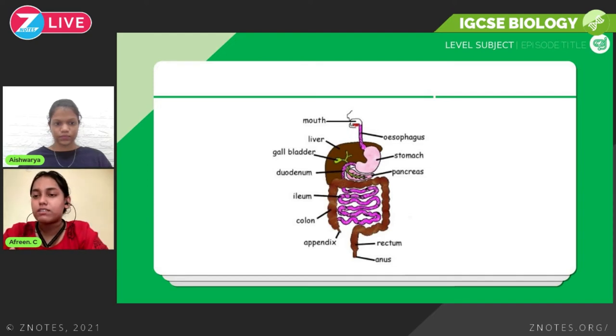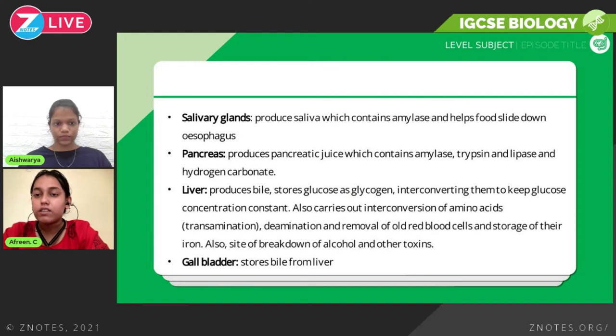Now we will look at some of the associated organs. So first of all, we have salivary glands that are found around our mouth. They produce saliva, which contains amylase to break down carbohydrates once again. And the saliva also helps our food slide down our esophagus more easily.